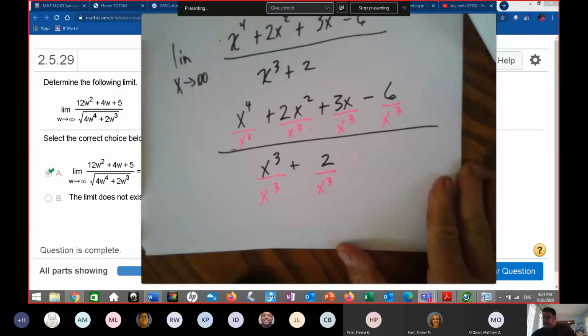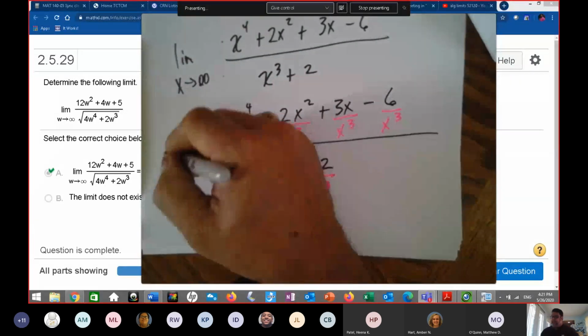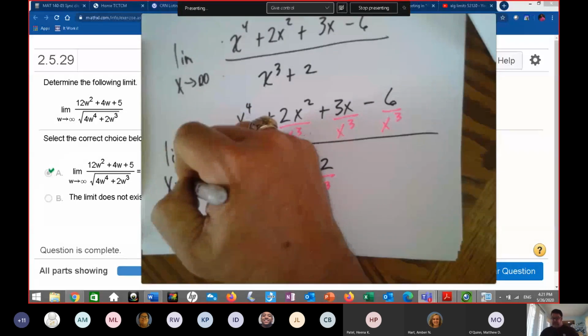Limit as x approaches infinity. Give you another minute.